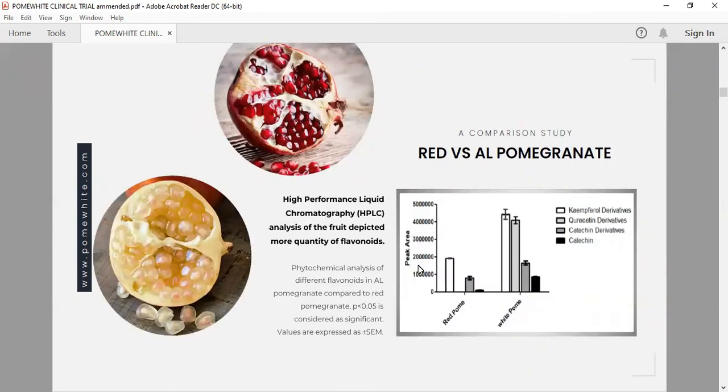This is a comparison. Here comes the result, and here is the comparative study of red and anthocyanin-less pomegranate flavonoid content.